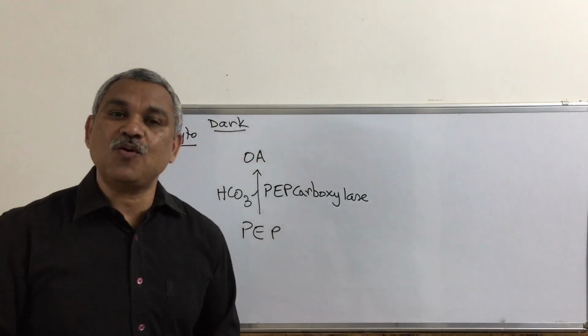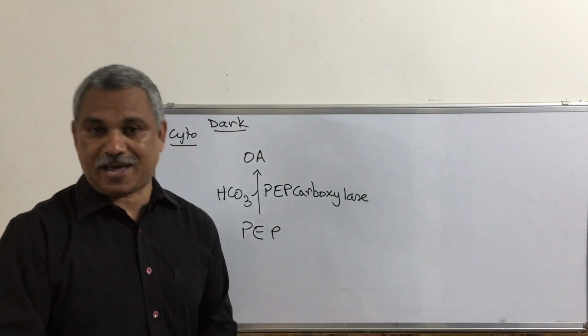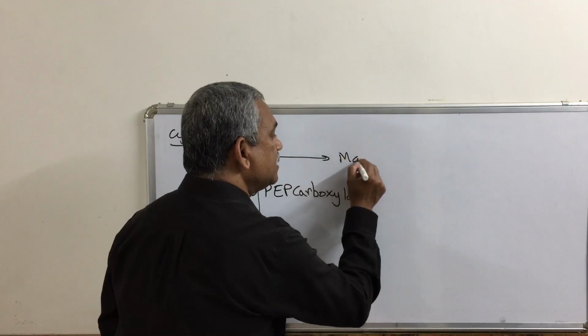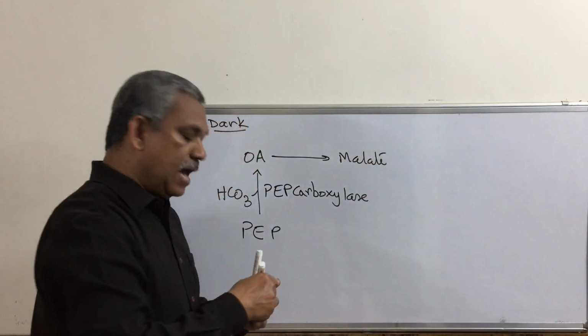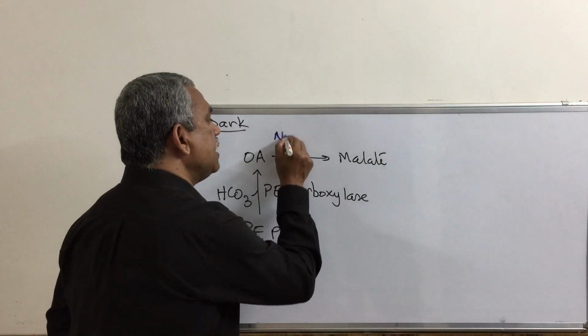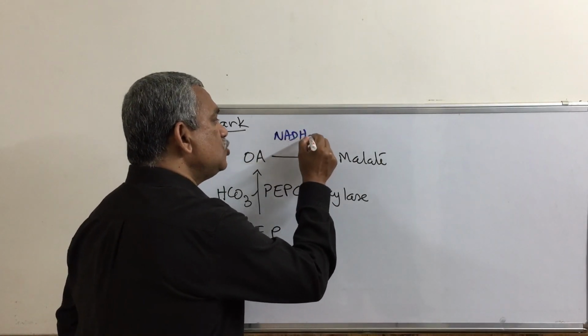And once oxaloacetic acid is formed, let us see what happens. Oxaloacetic acid is converted to malate, and the conversion of oxaloacetic acid to malate requires an NADH molecule.